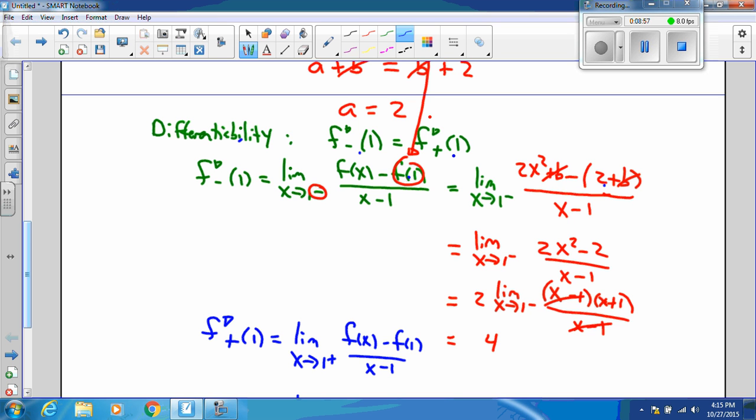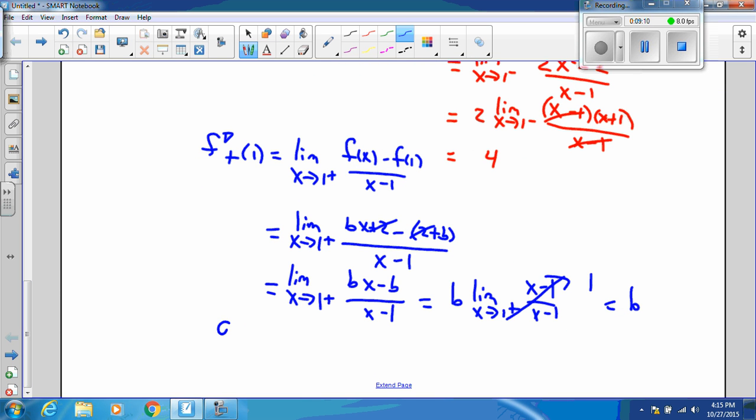What does this mean? Well, in order for my function to be differentiable, the derivative from the left has to equal the derivative from the right. I found a value for the derivative from the left, and I found a value for the derivative from the right, and so I have b is equal to 4. So this now answers my question, and I package up my answer, and put a box around it, and smile.